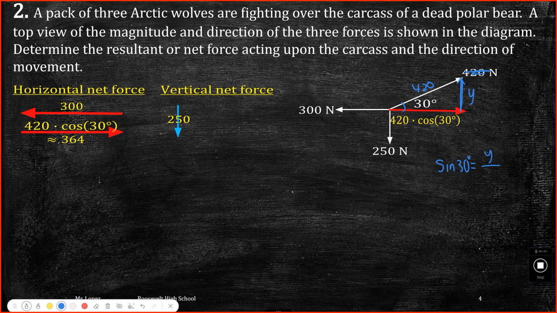Sine of 30 is y over 420. And then get y by itself by multiplying by 420. So 420 newtons times sine of 30 degrees. And what is that? 210. So now what is the net of this?